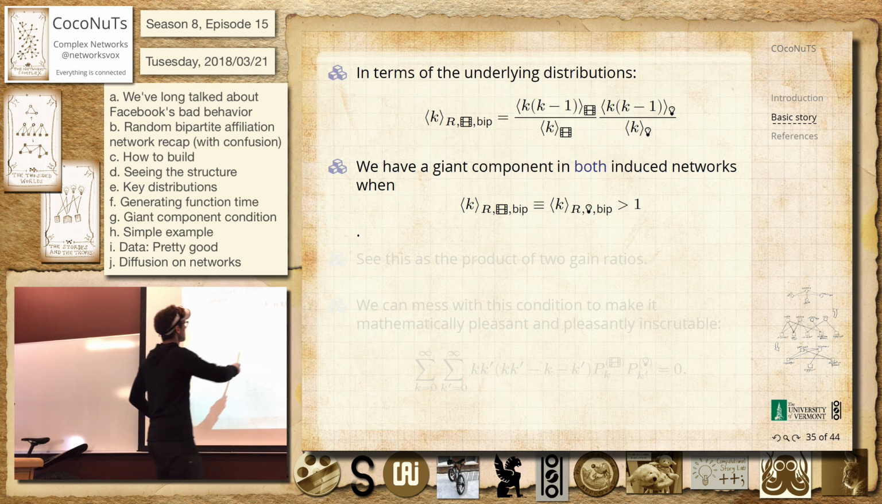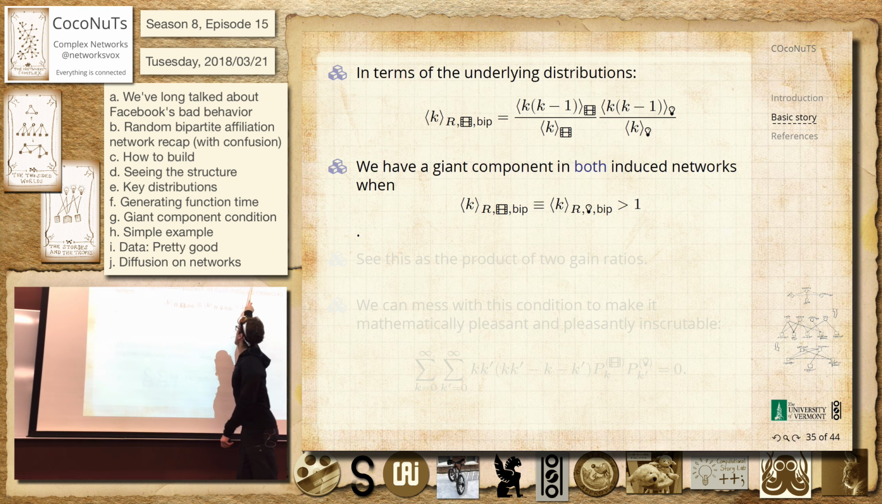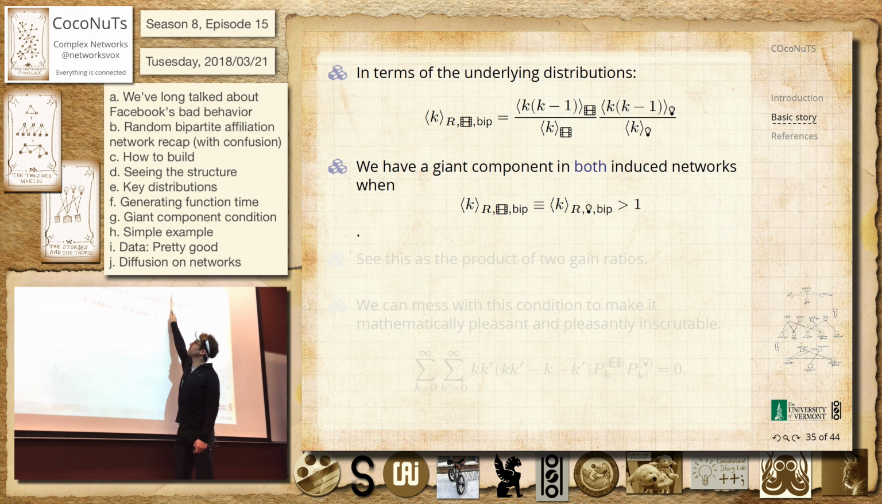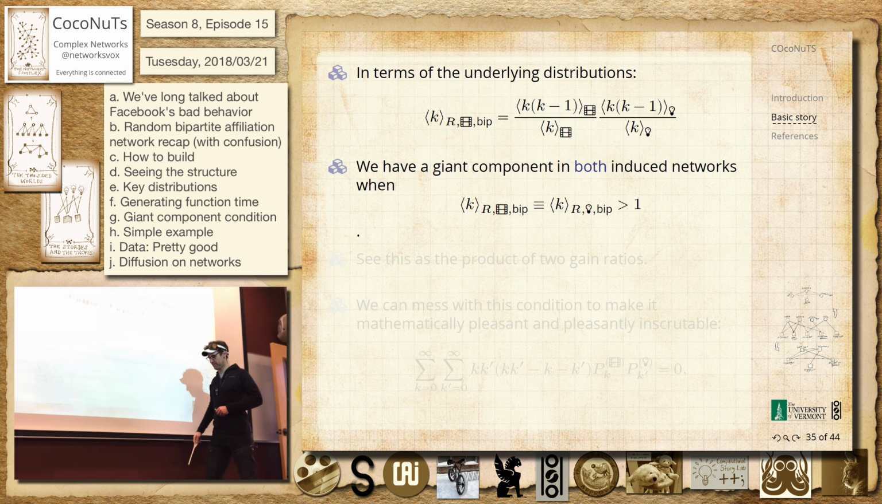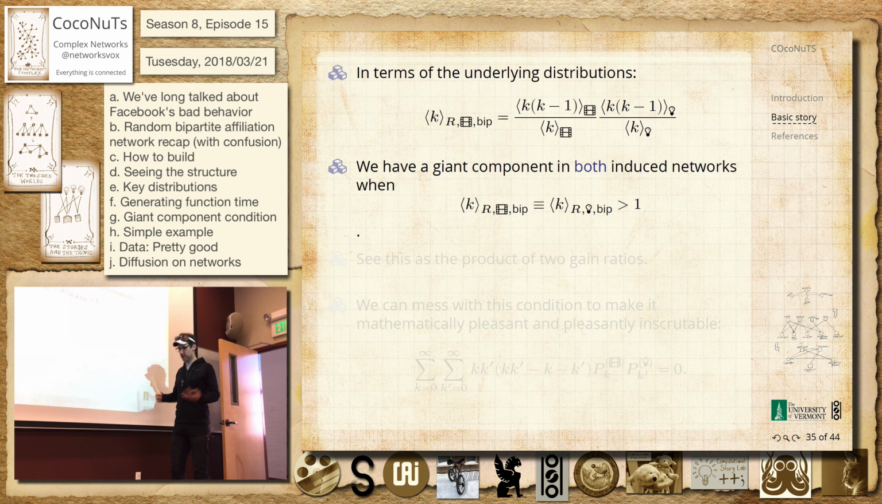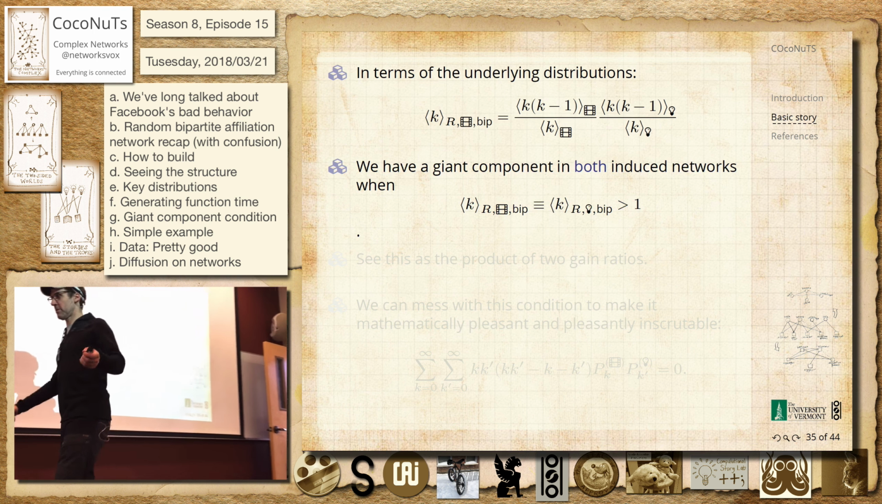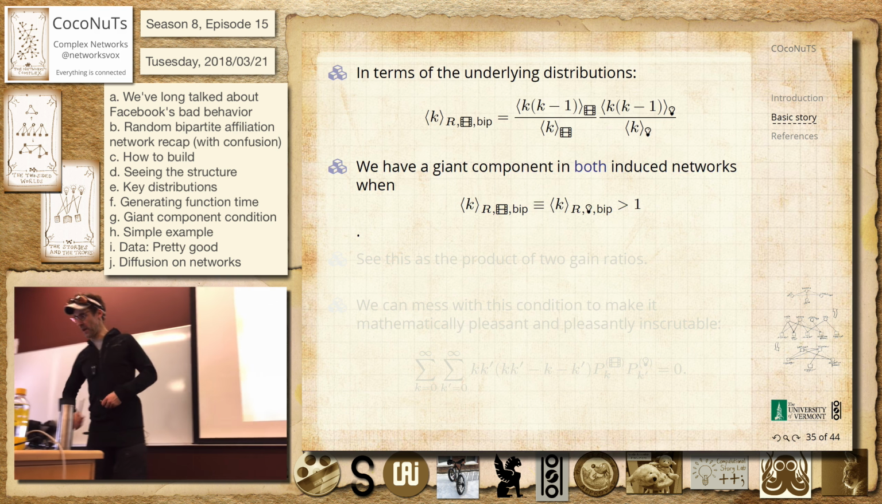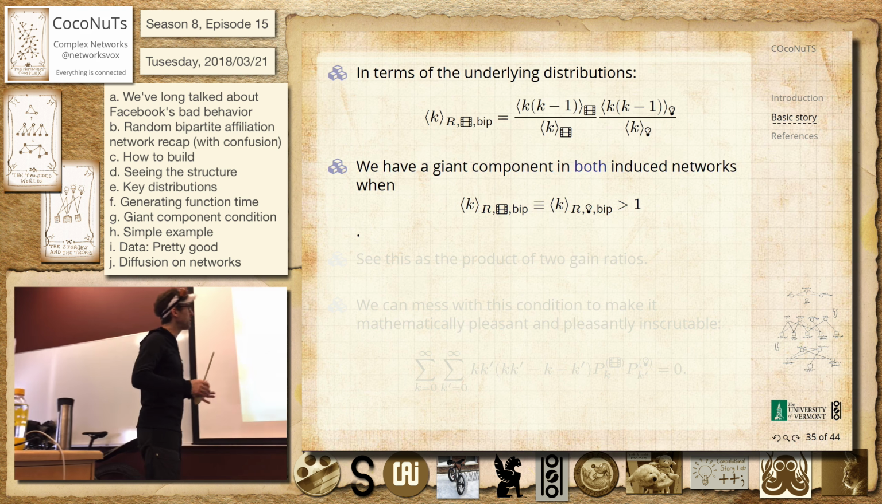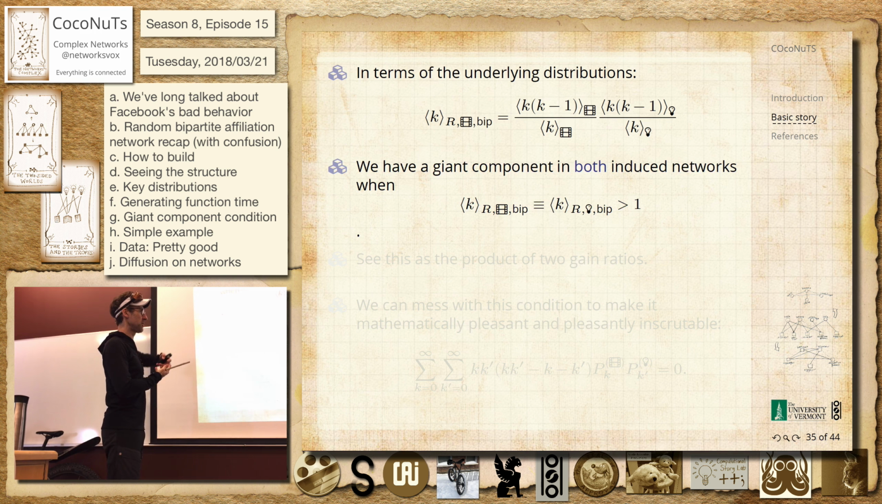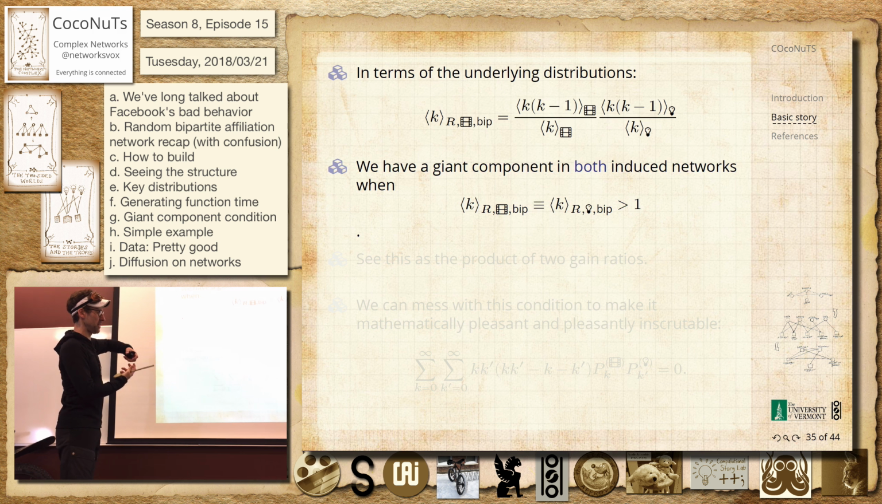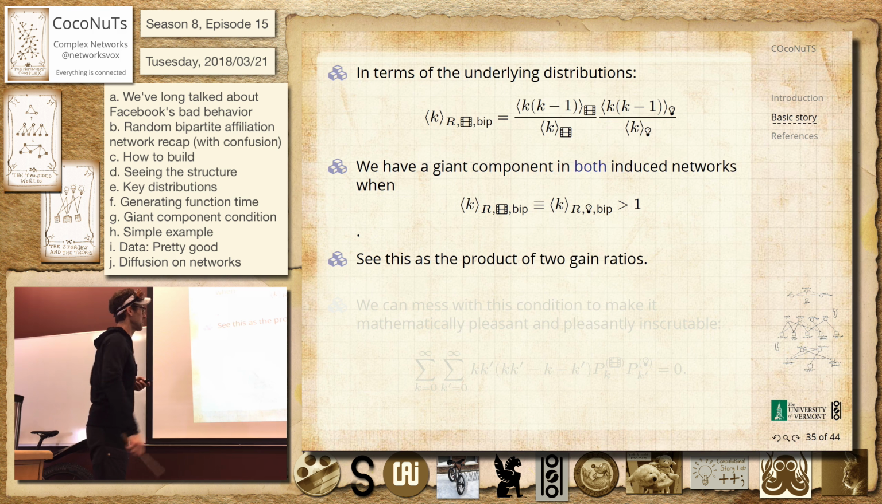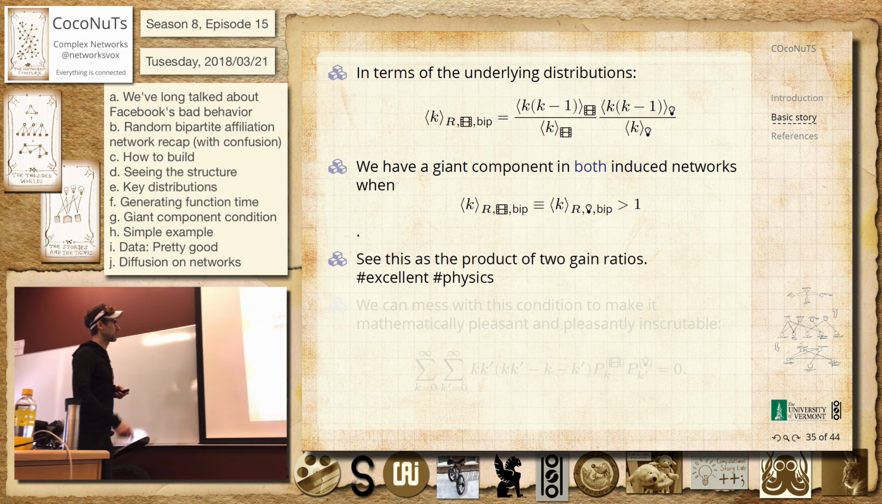Yeah, the notation is probably a little funny. So as long as this is greater than 1, right, then we have a giant component in both induced networks. They're different, of course. They don't have the same average degree or anything like that. But as soon as you get a giant component in the bipartite structure, then you get it for the induced networks as well. So that seems reasonable. So it's a product of two gain ratios.